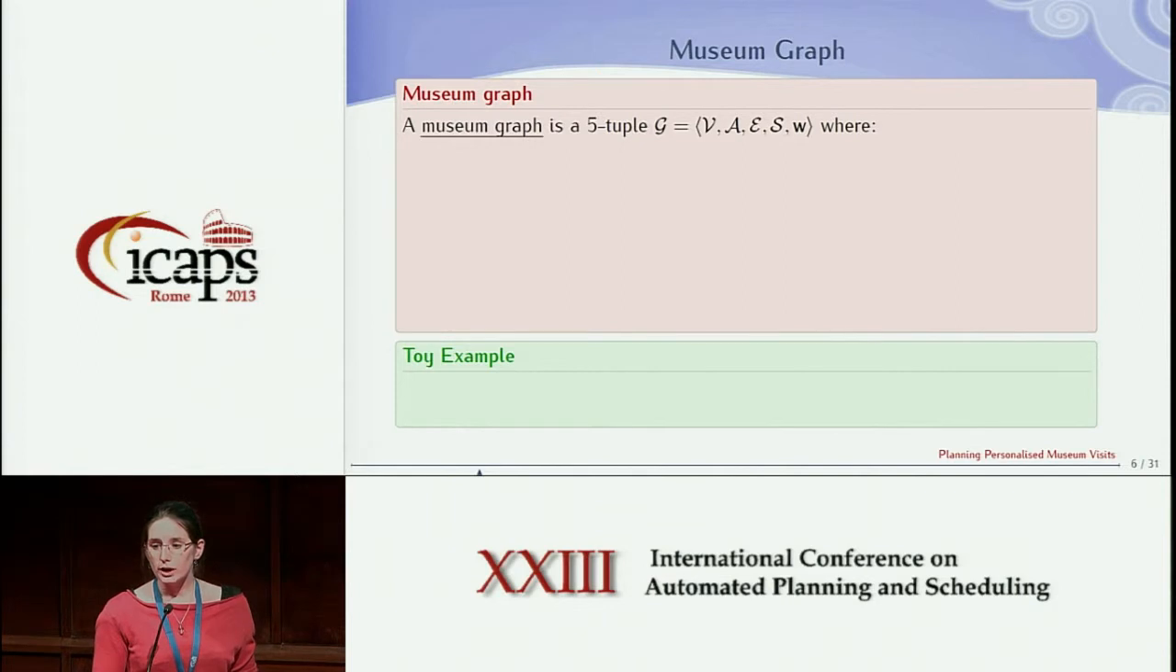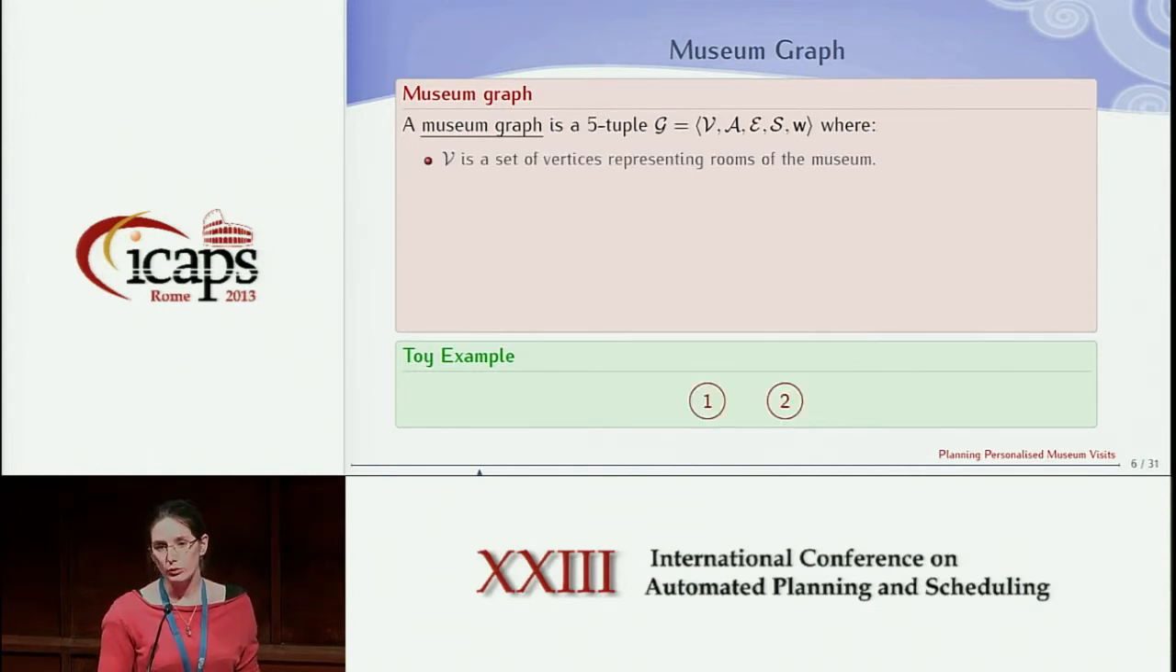So first, we have to represent a museum. We have decided to use a graph to represent the museum topology. So what do you have in a museum? You have rooms. So rooms will be the nodes of the graph. Then you need to connect rooms to each other. So these will be the alleys or the corridors in the museum.